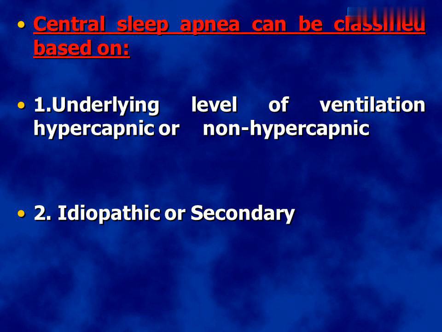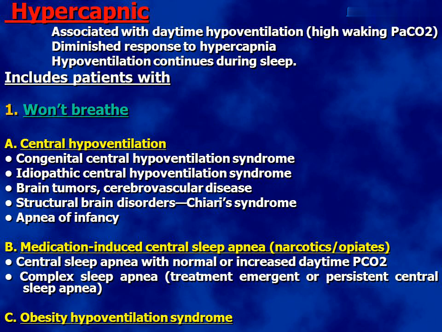Central sleep apnea can be classified based on: 1. Underlying level of ventilation, hypocapnic or non-hypocapnic. 2. Idiopathic or secondary. Hypocapnic includes patients with won't breathe, associated with daytime hypoventilation, high waking PaCO2, diminished response to hypocapnia. Hypoventilation continues during sleep.